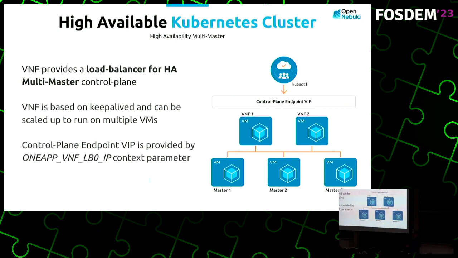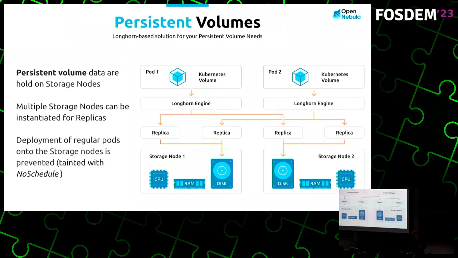OneKE, by default, just creates one VM for each role, but you can modify and scale the solution, having multiple VMs for each role. As I said, for the persistent volumes, we have these storage nodes where we deploy Longhorn. We use Longhorn so you can have replicas of your volumes on different VMs related to the storage nodes.